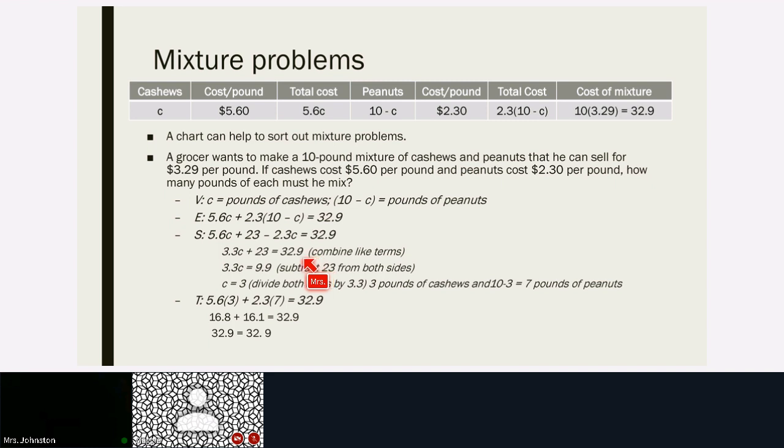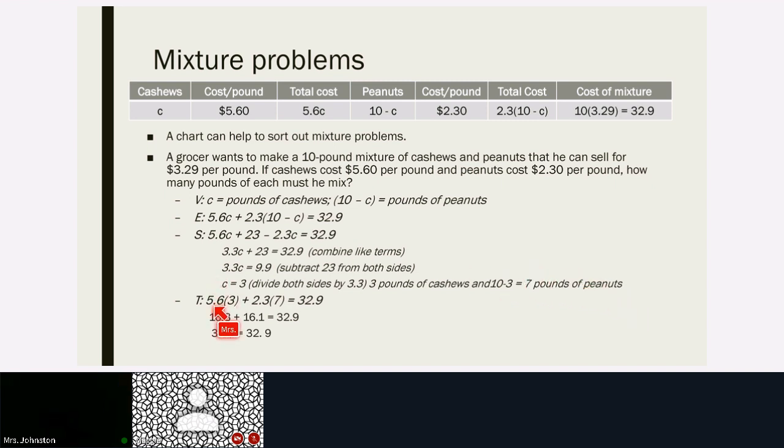Now I have a two-step equation where I can subtract 23 from each side. That leaves me with 3.3C, and that equals 9.9. Now I'm going to divide both sides by 3.3 because it's being multiplied, and I end up with 3. There are going to be 3 pounds of cashews. Now, I'm not done there. I have to go back to my 10 minus C, which is 10 minus 3, and that represents 7 pounds of peanuts. Notice he's going to have more peanuts because they're cheaper in this combination.